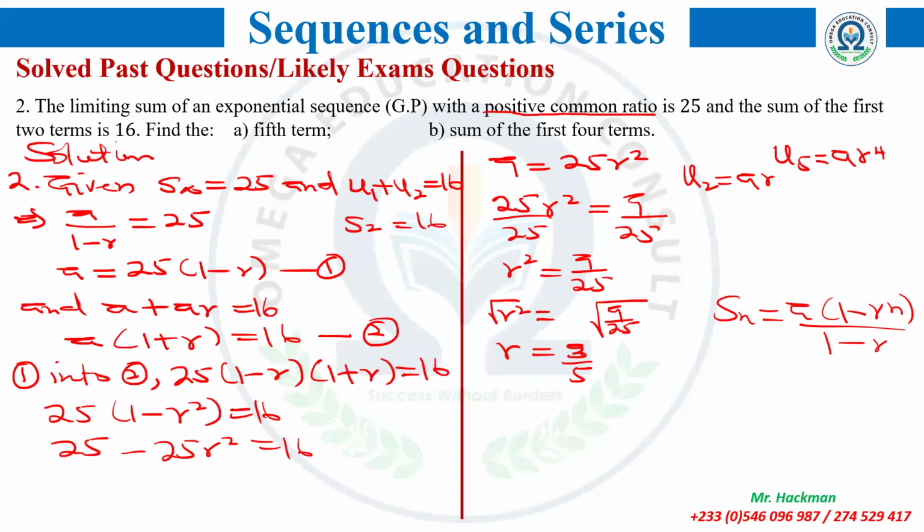Mr. Hackman, please, the substitution, when you did it, why didn't you use the factorization method? How would you have dealt with it using factorization? Meaning you bring everything here. Is that not it?